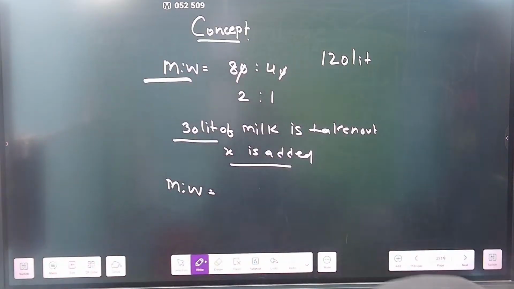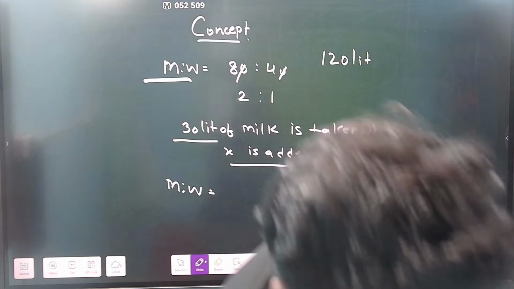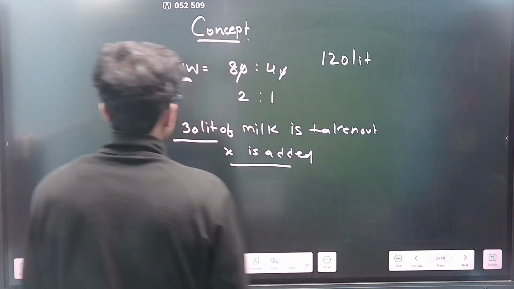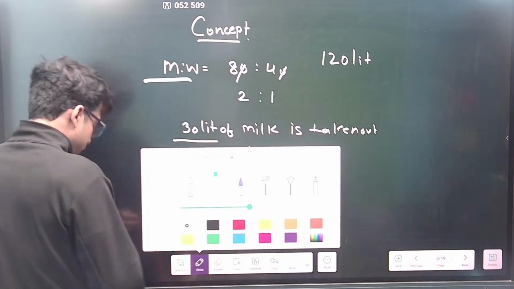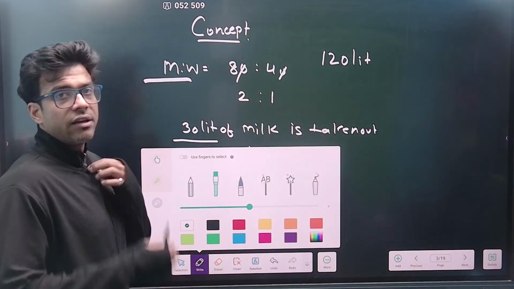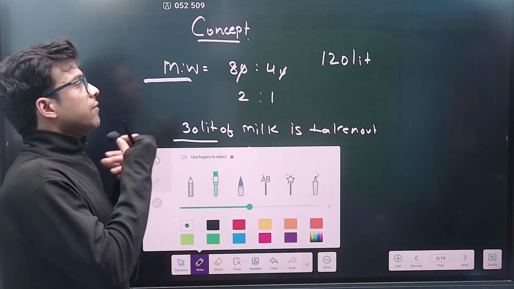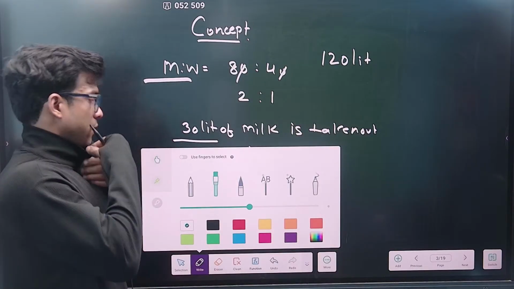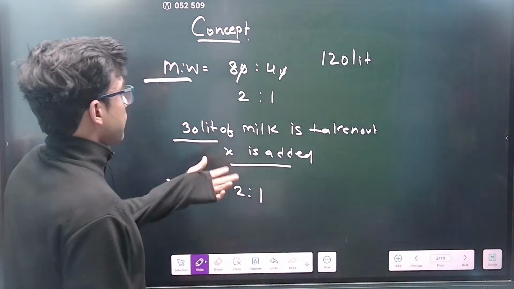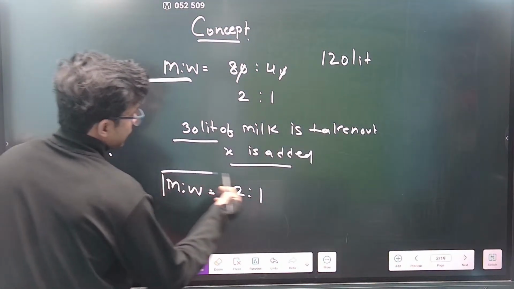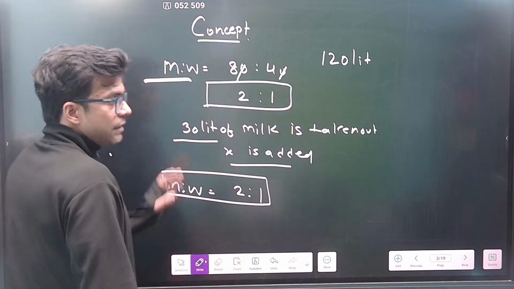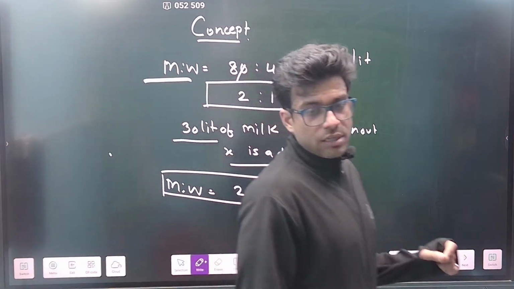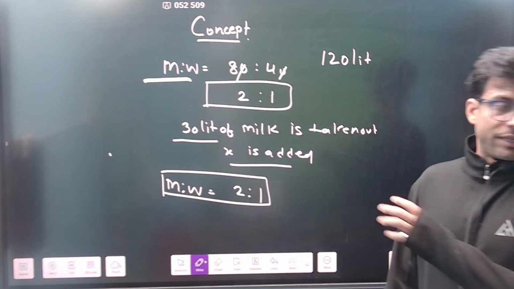Yes, I will also discuss the question. The proportion will remain the same only, which is 2 is to 1 only, right? I hope my voice is clearly audible now. Guys, please confirm. If something is taken out or if something is added, the proportion will remain the same only. Means that it is 2 is to 1 here, and here also it will be 2 is to 1. This is the small concept, and through this concept, we're going to discuss the questions today.